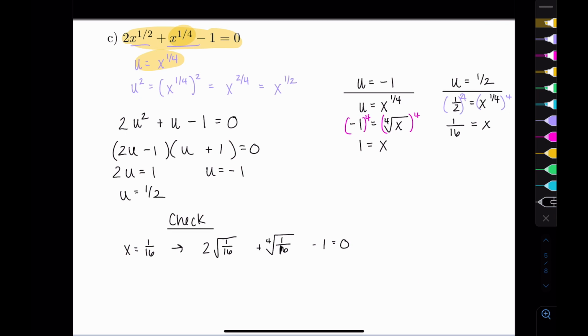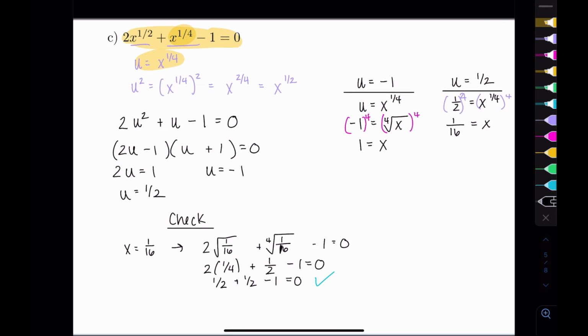So square root of 1/16 is 1/4. So we have 2 times 1/4. 4th root of 1/16 is 1/2. Minus 1 needs to equal 0. 2 times 1/4 is 1/2. Plus 1/2 minus 1 equals 0. And this does work.